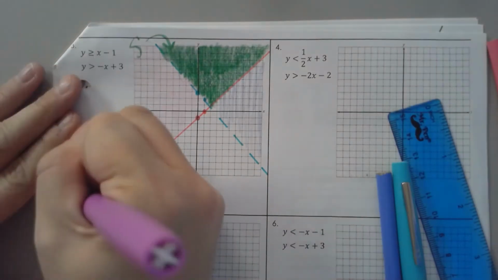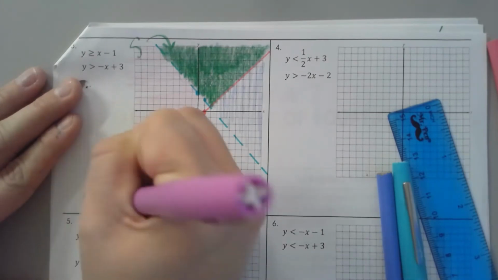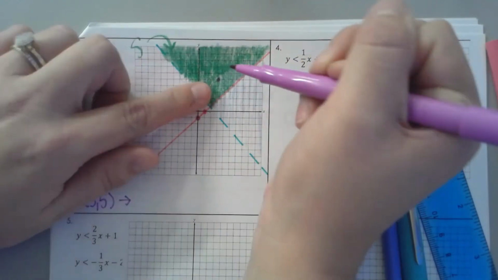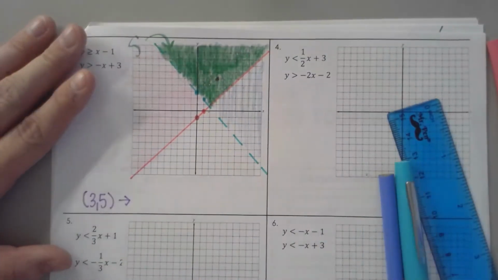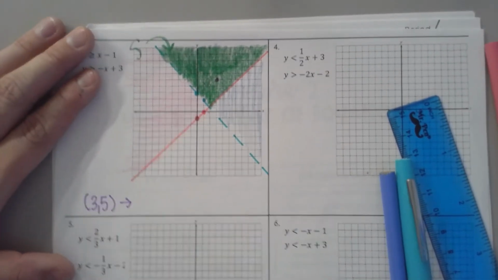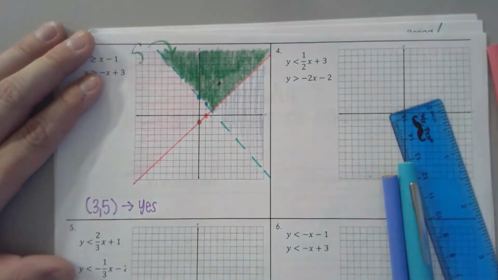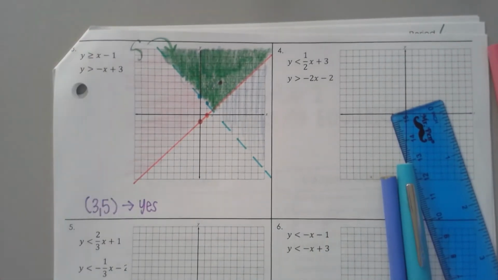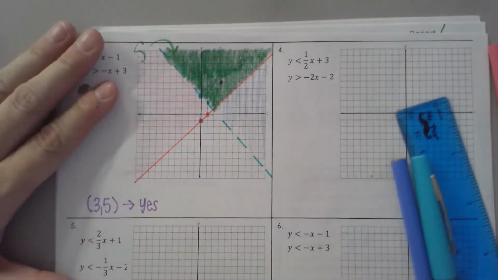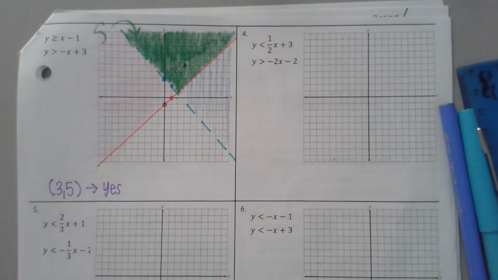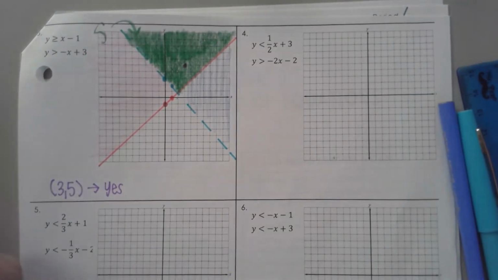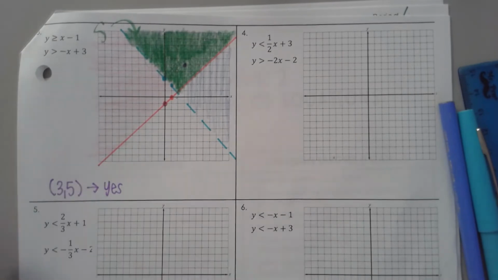The point 3, 5, right there. Is that point a solution to the system? Yes. Yeah. When we're doing 3, 5, it's just because that's what I put in the original directions. So I just said determine for all of them if 3, 5 works.